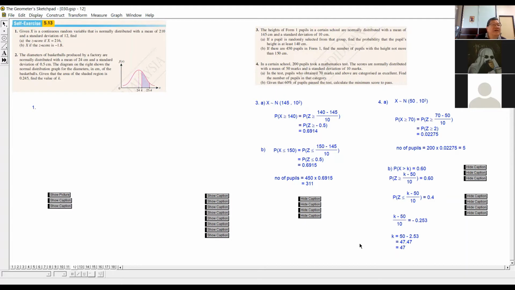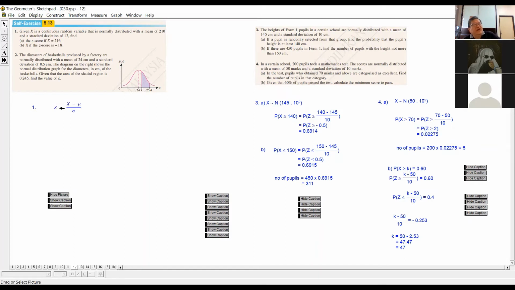They have two parts. The first part, find the z-score if x is 216. Okay, so this one you use the calculator. Then x if the z-score is 1.8. No, they don't ask you to find probability. They just ask you to find the standardization formula, right? So let's see. First one.